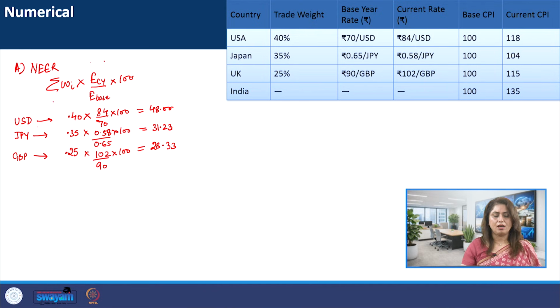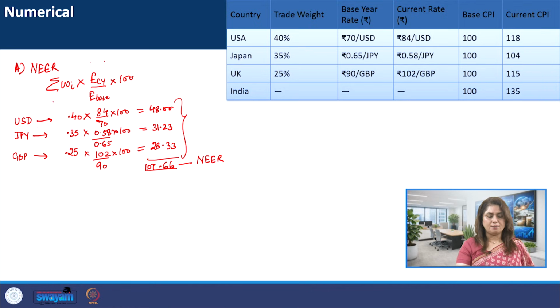28.33. Now, let us add, because there we have this summation. Here we are going to add everything, and what we get is 107.66. So, this is the value of NEER.